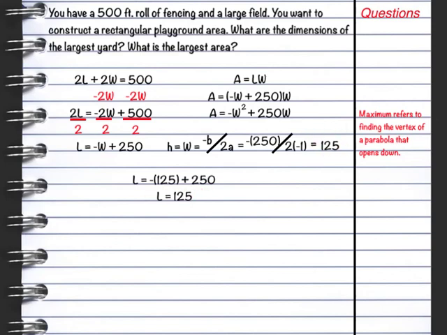So I have a width of 125 and a length of 125 that represents my maximum value or the largest yard. So the dimensions are going to be 125 feet by 125 feet for the largest yard. Now it says, what is the largest area? Well, I just do 125 by 125. And that gives me 15,625 square feet will be encompassed by this 500-foot roll of fencing. Go ahead and take a moment, pause, and copy before continuing on to your try it out.